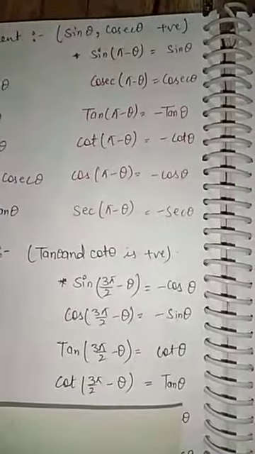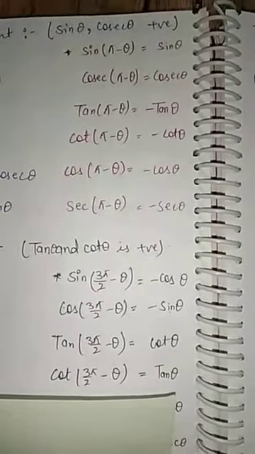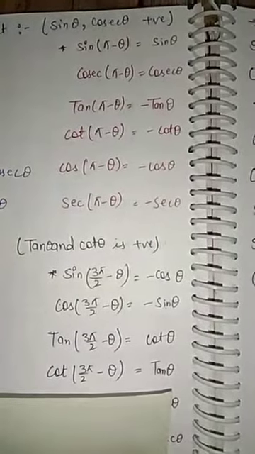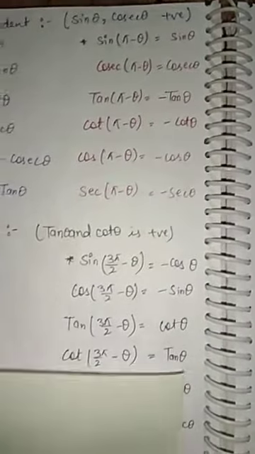Sin pi minus theta is sin theta, cosec pi minus theta is cosec theta, tan pi minus theta is minus tan theta, because here the angle is pi, so the trigonometric ratios are constant.